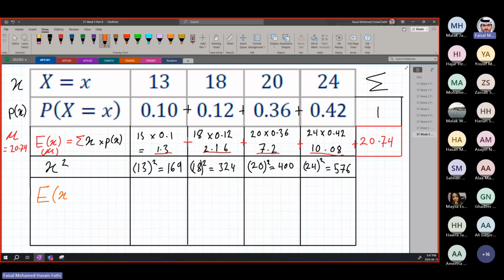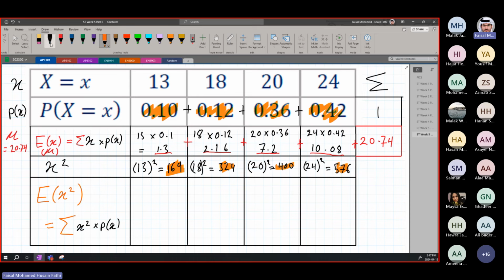In other words, we are going to be applying the same formula that we applied up there, which is sigma. But now, instead of x, we are finding x squared times the probability of x. So for the orange part, we're going to be multiplying this value with this value, and this value with this value, and this value with this value, and this value with this value. Because this is our p of x, and this is our x squared.